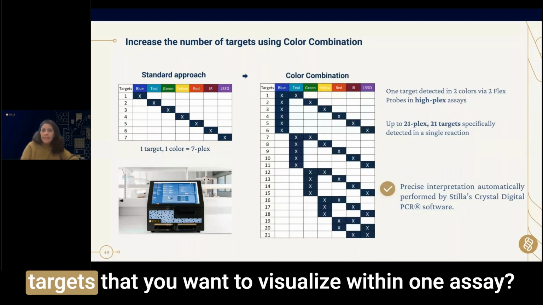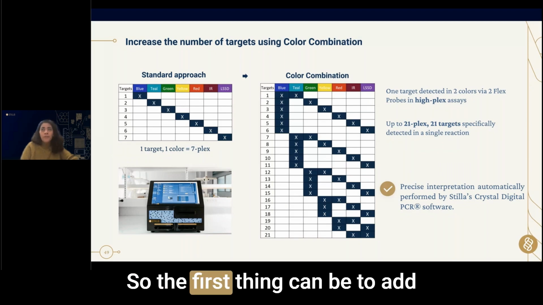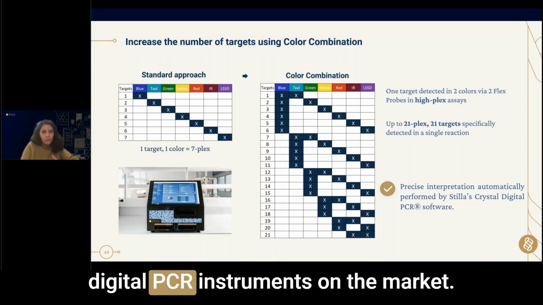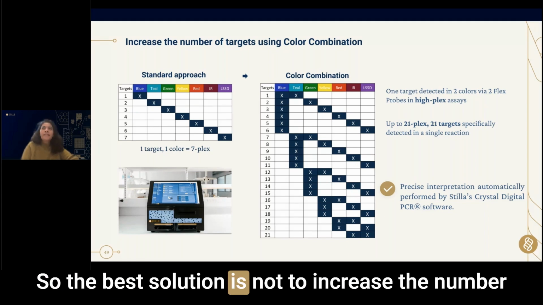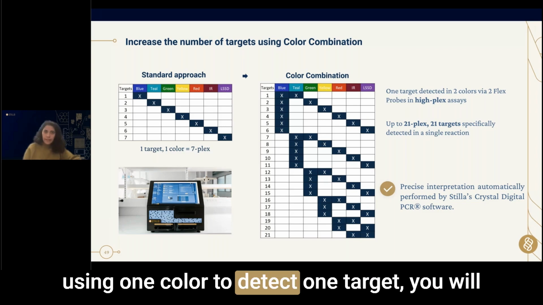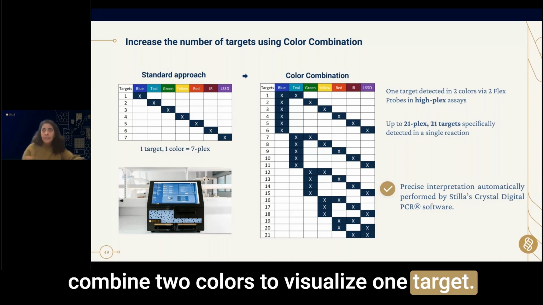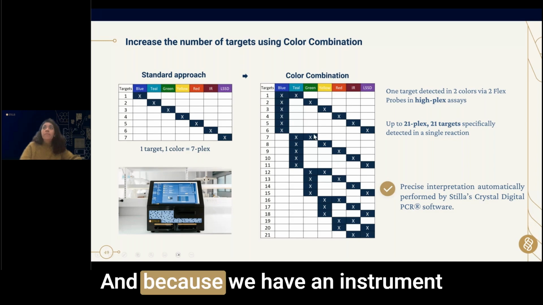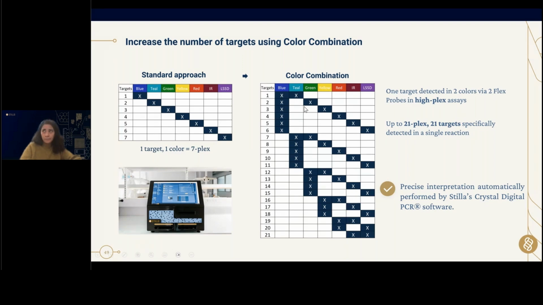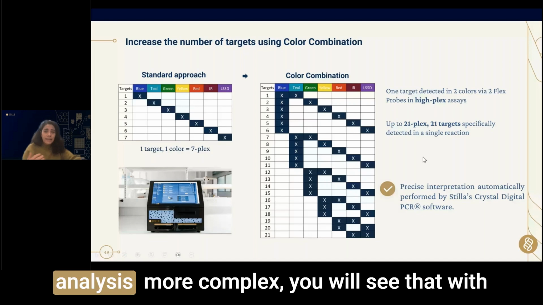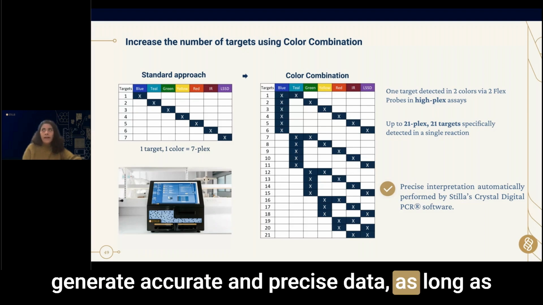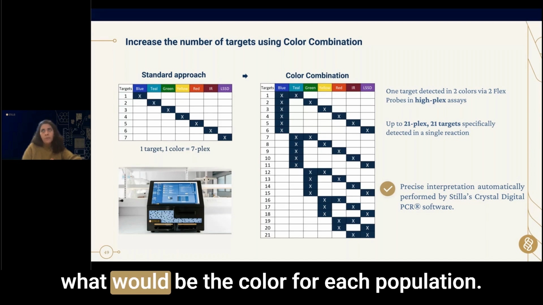So what do you do when you have more than 7 targets that you want to visualize within one assay? The first thing can be to add more channels to your instruments. But the thing is that we already have the highest number of channels for a digital PCR instrument on the market. So the best solution is not to increase the number of channels, but you can use color combination. Color combination is when, instead of using one color to detect one target, you combine 2 colors to visualize one target. And as you can see on the table right here, because we have an instrument with 7 channels available, we can go up to 21 targets whenever we are combining the different colors together. And as using color combination can make the analysis more complex, you will see that with our Nio Analyzer software, it will automatically generate accurate and precise data as long as you edit the population and tell the software what will be the color for each population.